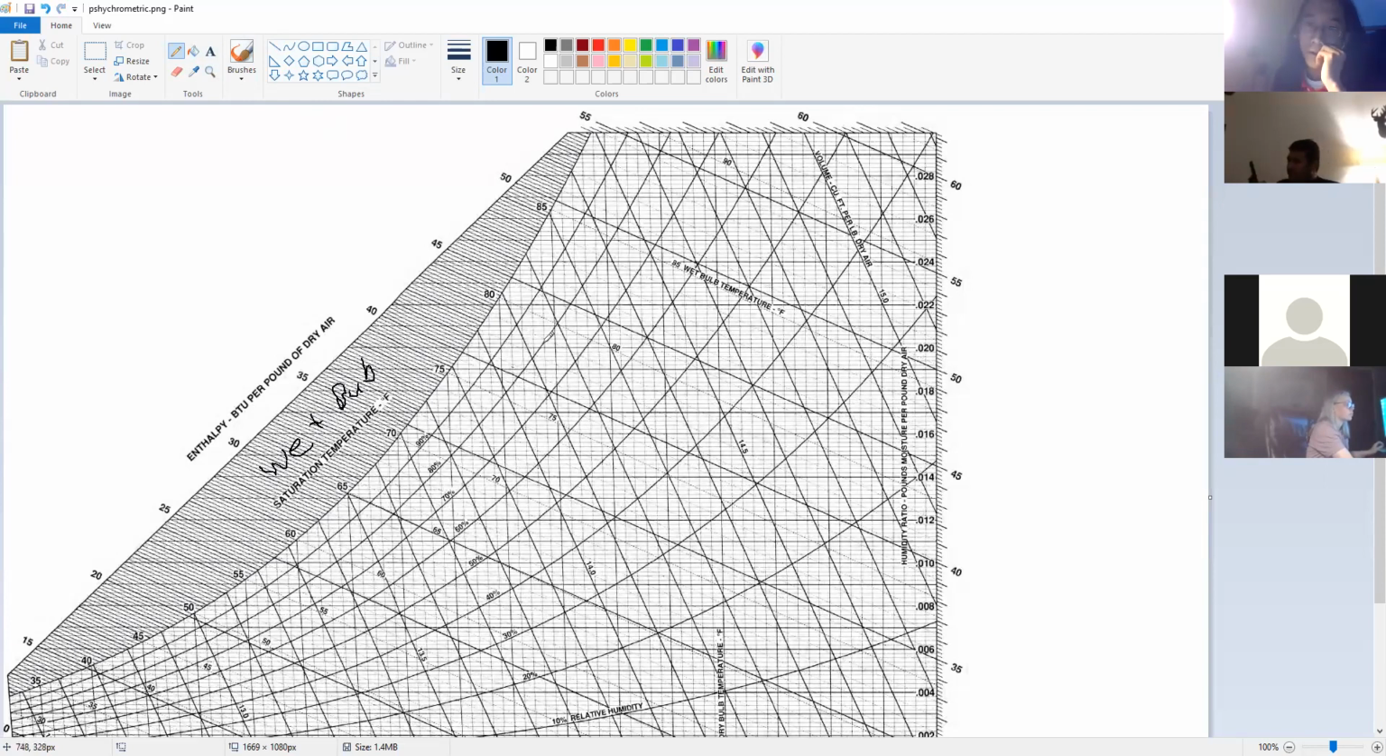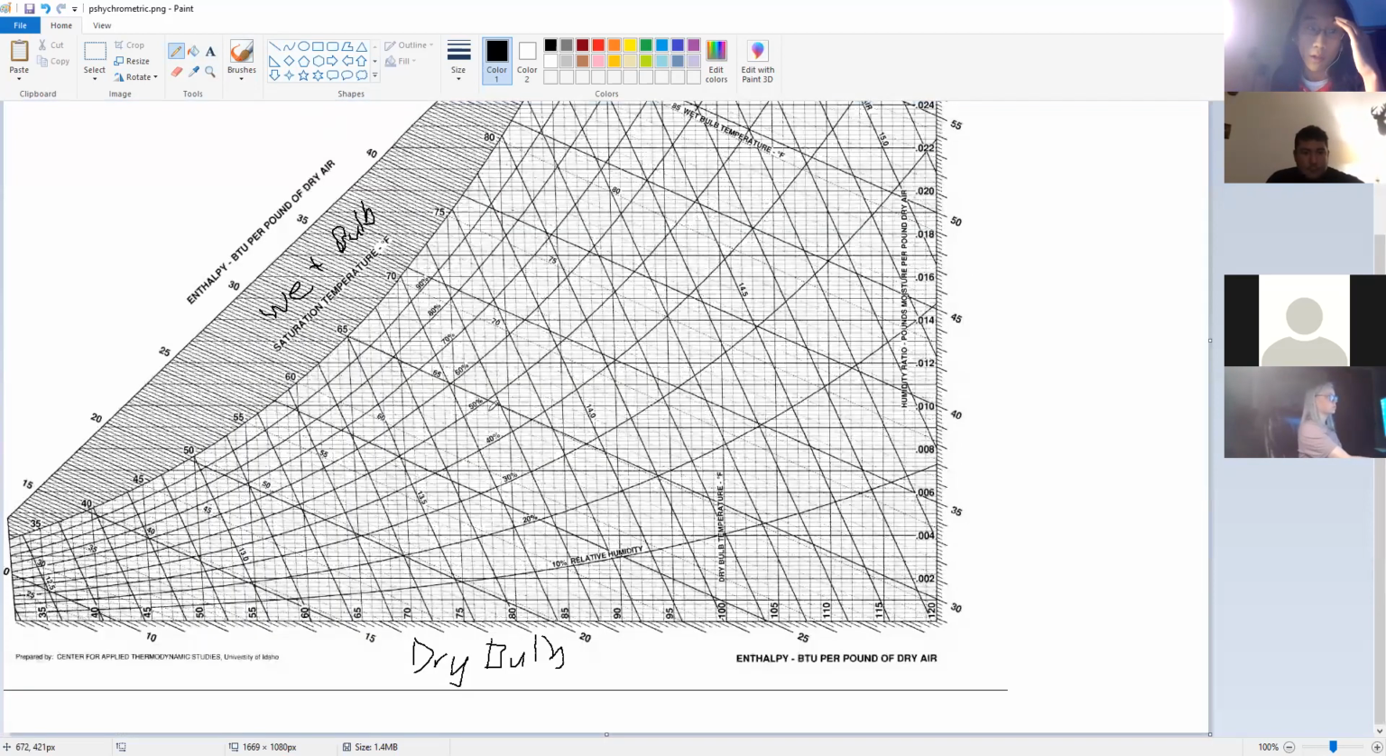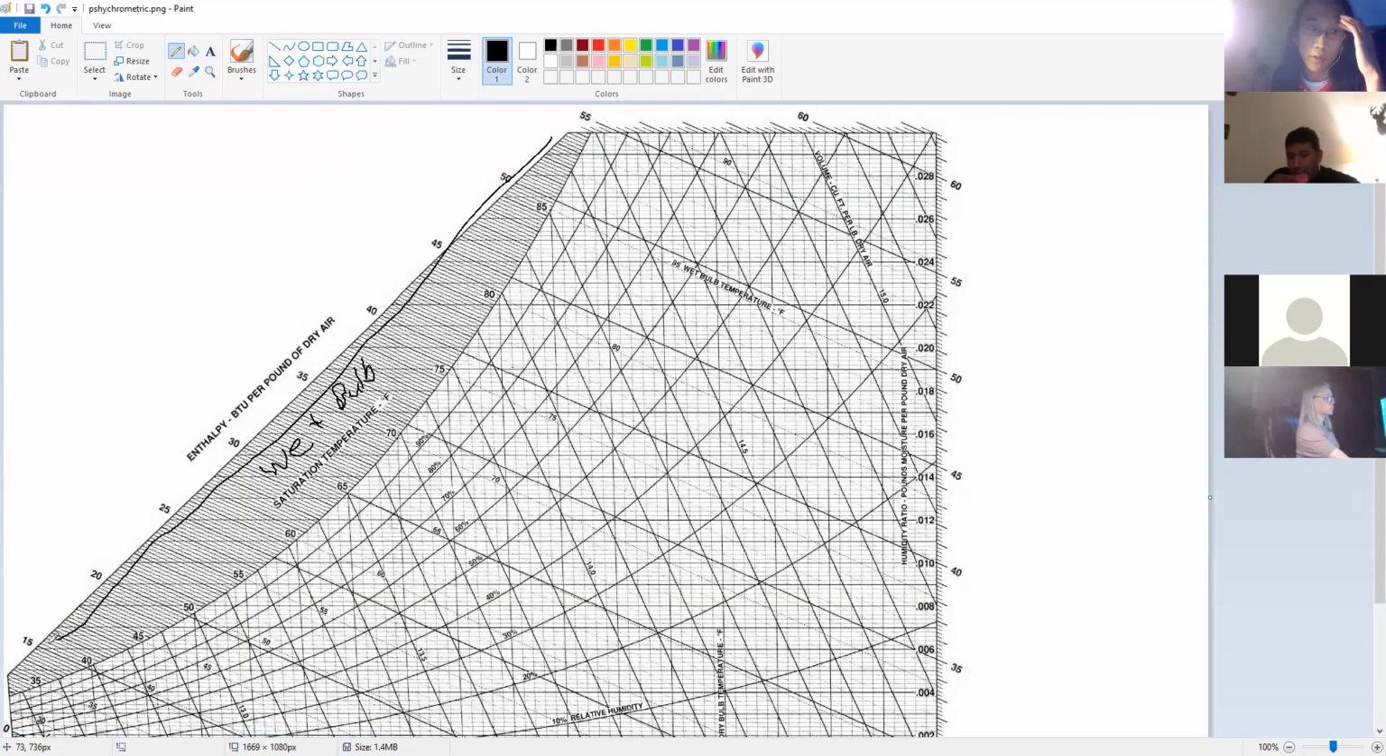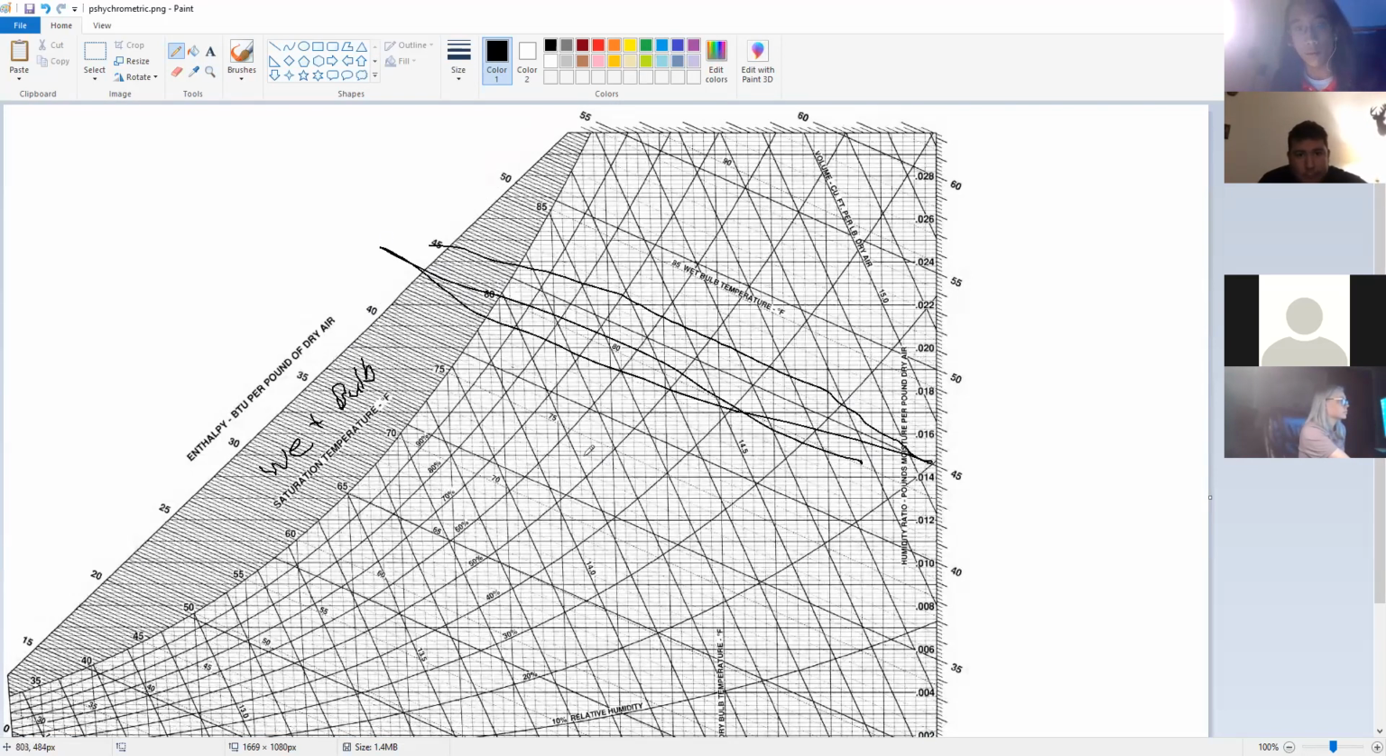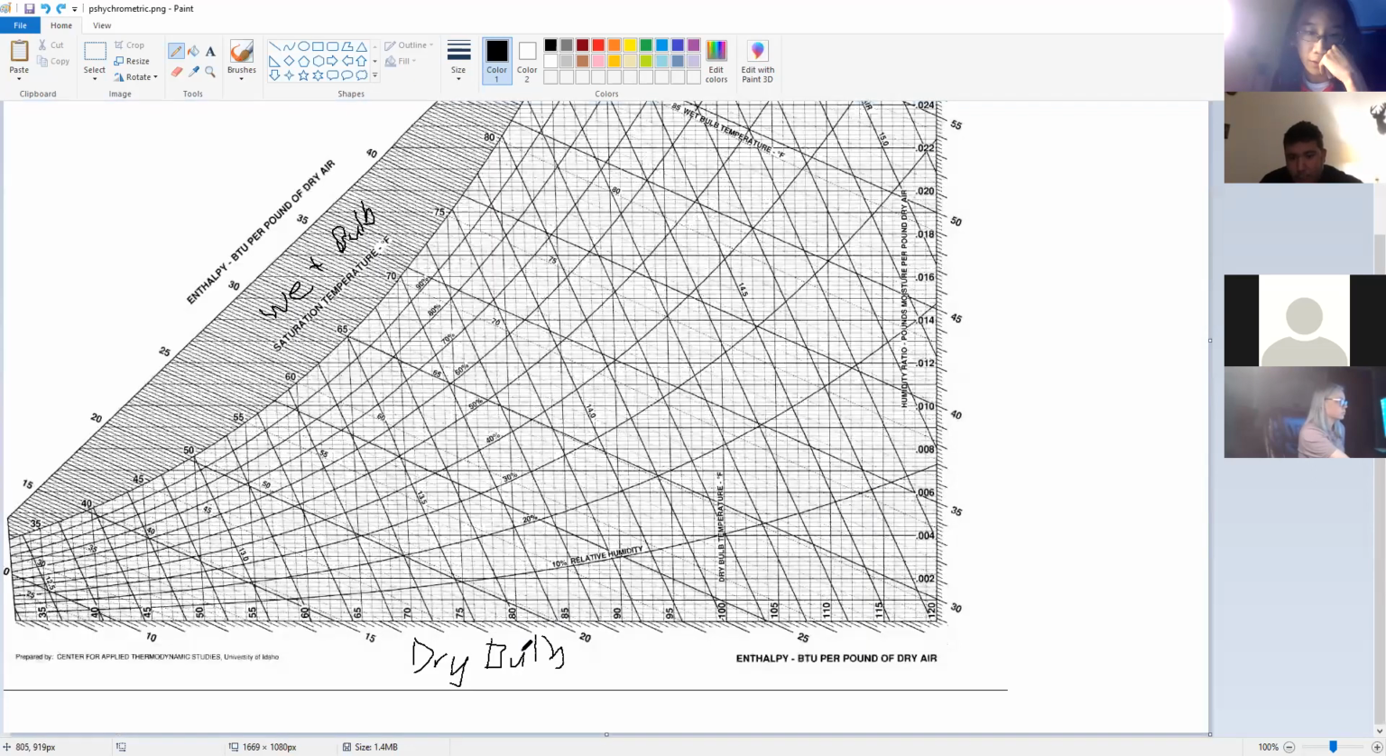Wet bulb temperature. To put it simply, if you have a thermometer, you fully saturate it with water and you let all the water evaporate into the air, you get the wet bulb temperature. Up here you have enthalpy, which is measured in BTUs per pound of dry air. That's also across this axis of wet bulb. You can see the wet bulb temperatures, and you can see the enthalpy lines right there.